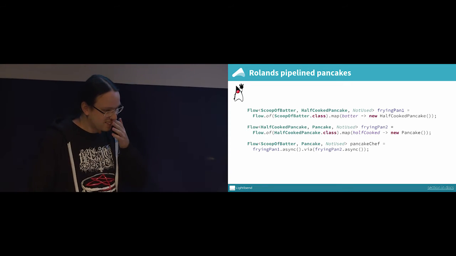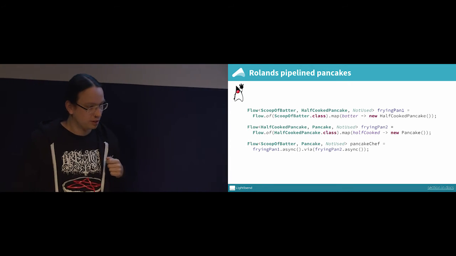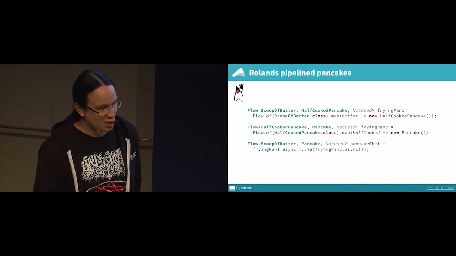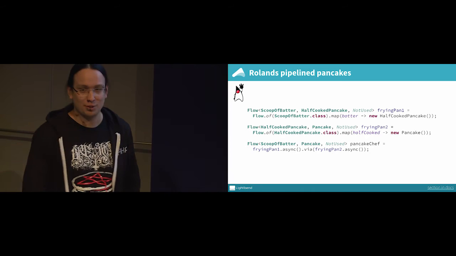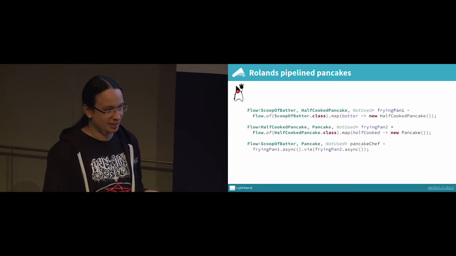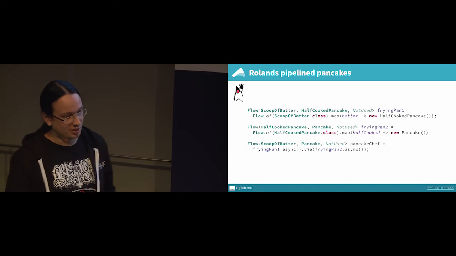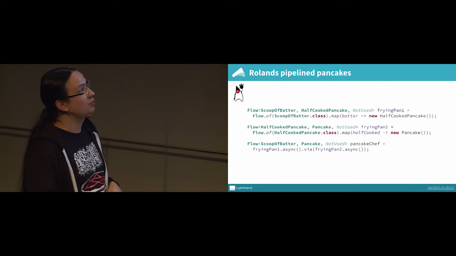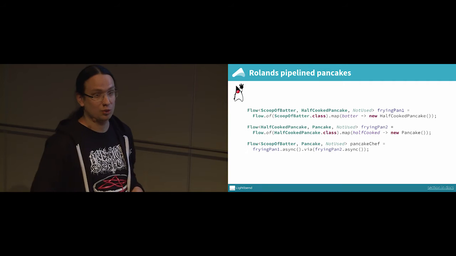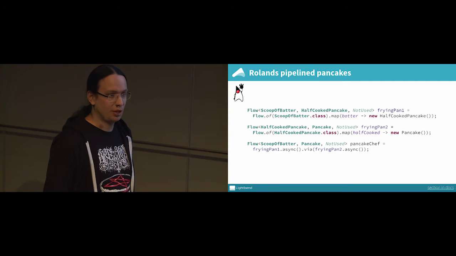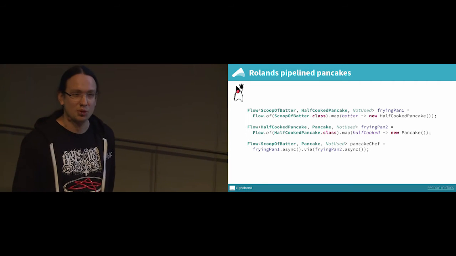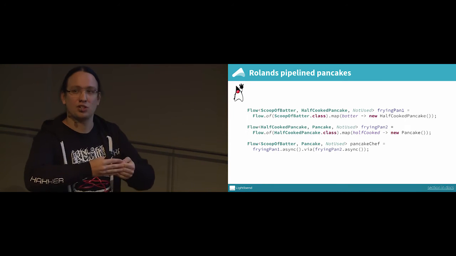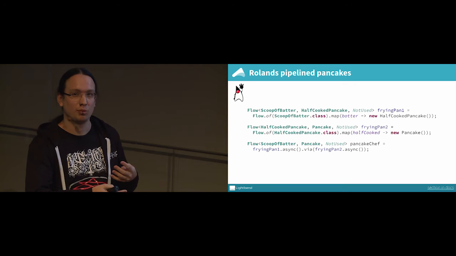This would look like this if you would write it in Java code. So you would have the scoop of batter, and then you would have the half-cooked pancake that goes in between the frying pans. And the asynchronous boundaries in Akka Streams aren't actually inserted automatically, because pretty early on we realized that in most cases that's not what you want to do, because passing an asynchronous boundary is kind of expensive for many problems.